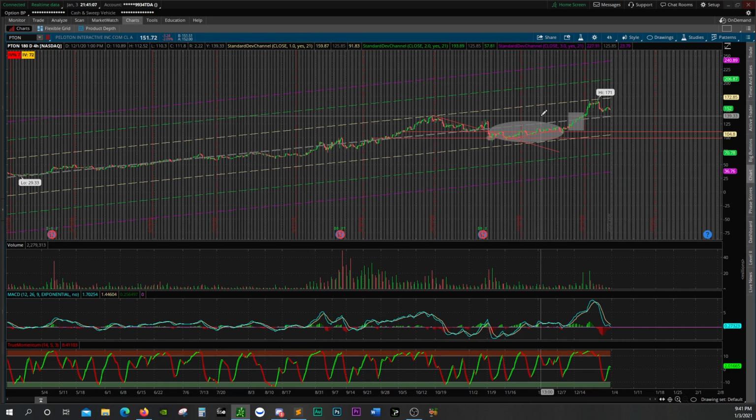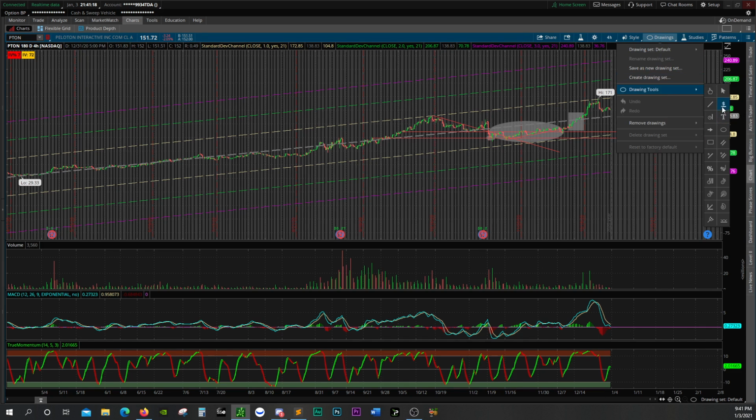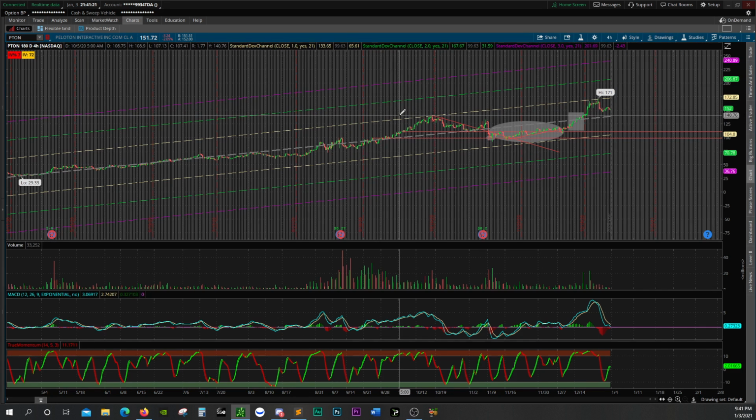You might see Piton hit 140. You might use that as support, the previous all-time high, right here. 39.33, might see it hit that. It's in a downtrend for sure. It's at a lower low, set a lower high. So that's an indicator of trend direction change.